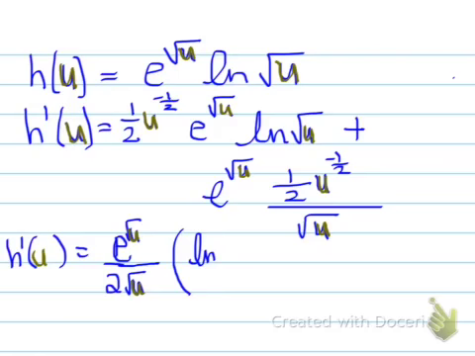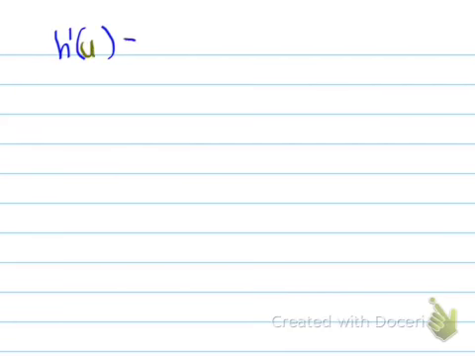Well, we pulled out the half. We pulled out this half. We pulled out the u to the negative 1/2. We pulled this all out. So all of this is pulled out. You're left with ln root u. Plus, all of this is pulled out, so you're left with 1 over root u. Well, this isn't simplified enough because really this root u should have been pulled out along here. So we're going to pull it out and you get h'(u) is equal to 1 over 2 root u.